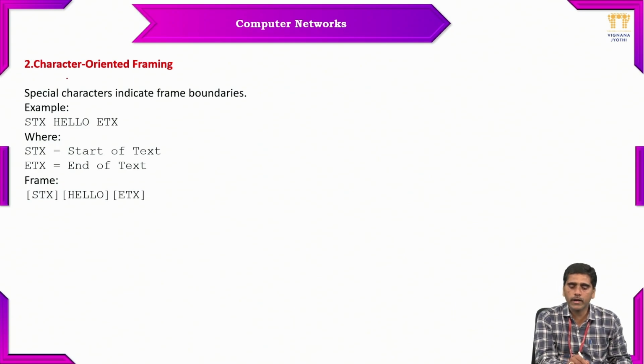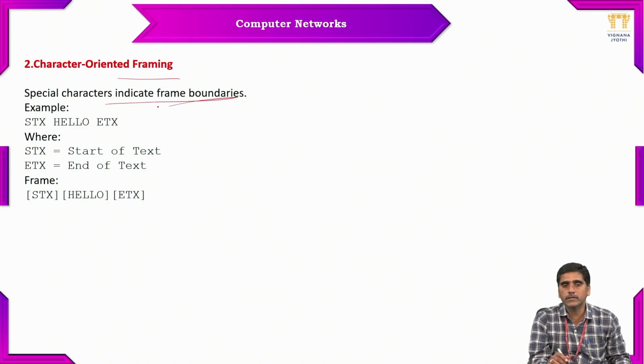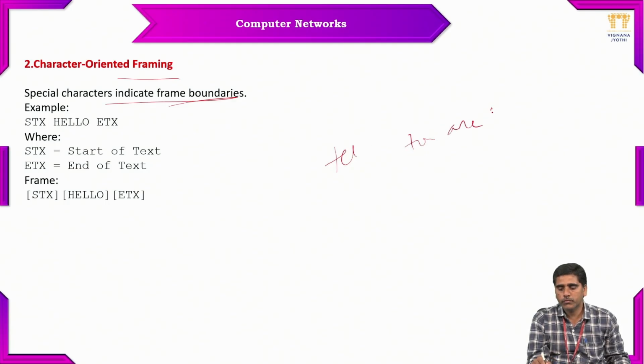And the second one is what? Character oriented framing. That means special characters indicate the frame boundaries. So when you are writing the data, "hello, how are you?", for all this data you are applying the boundaries.